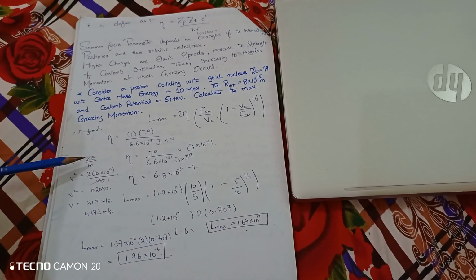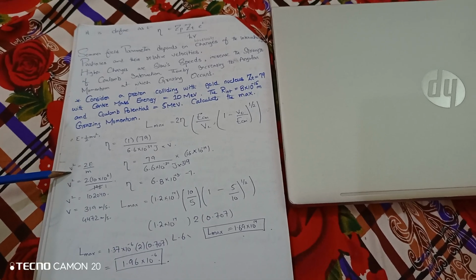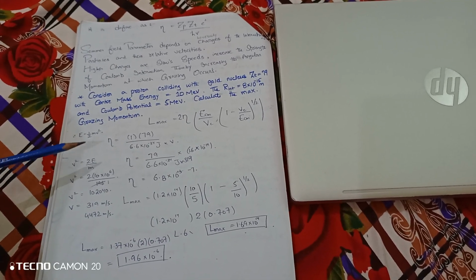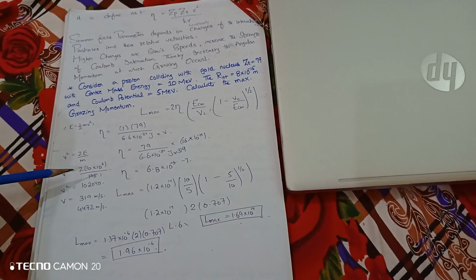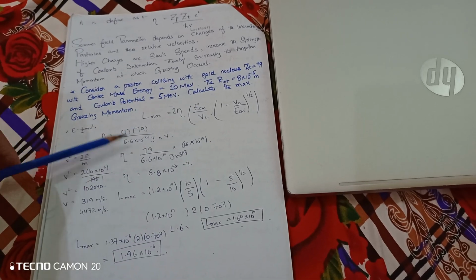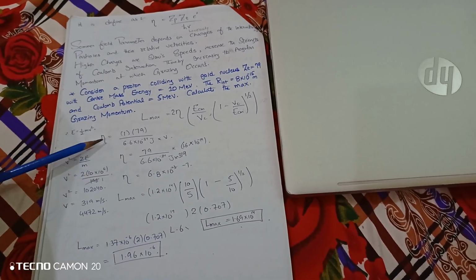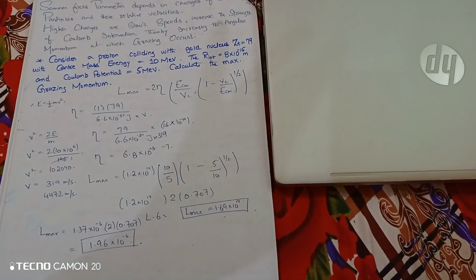After putting the mass of proton and the energy here, you can easily calculate the value of v, and it comes approximately to 3 × 10^7. You have to put that value here and multiply, and you will get the value of eta. Putting the value of eta here, you can easily get the relation for L max.